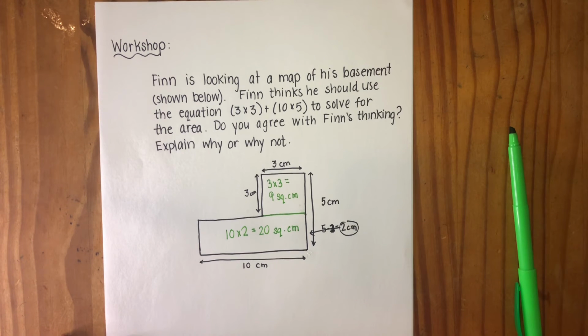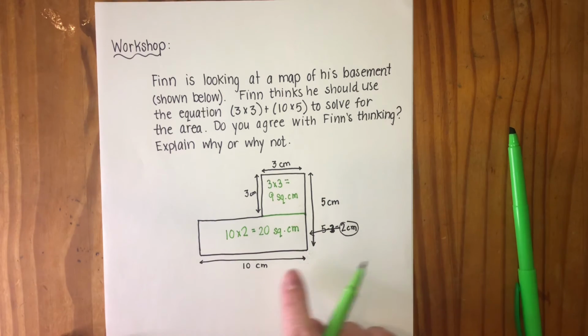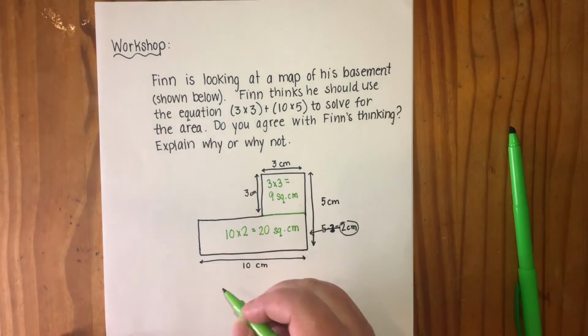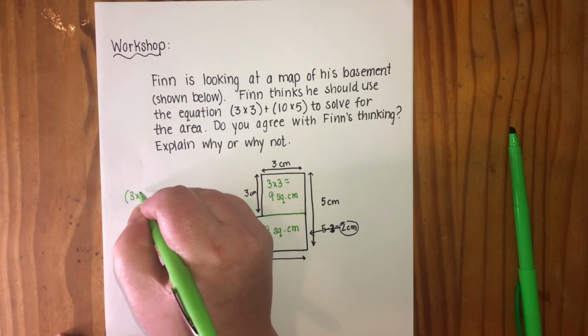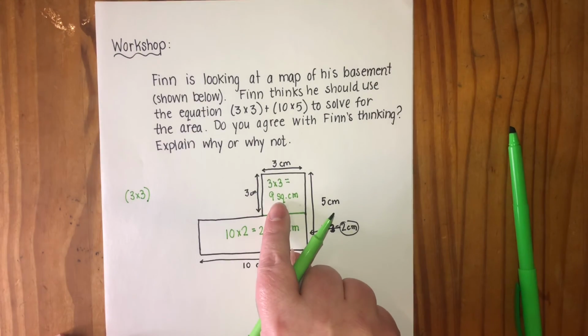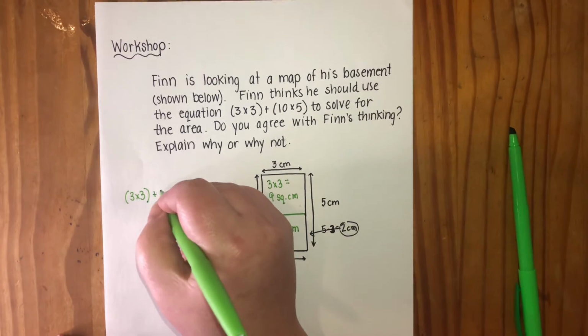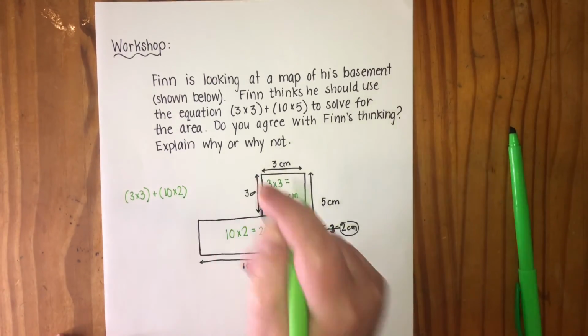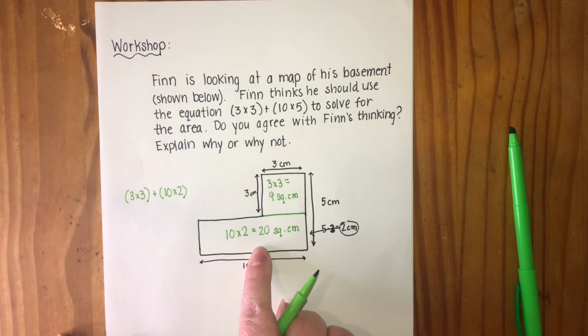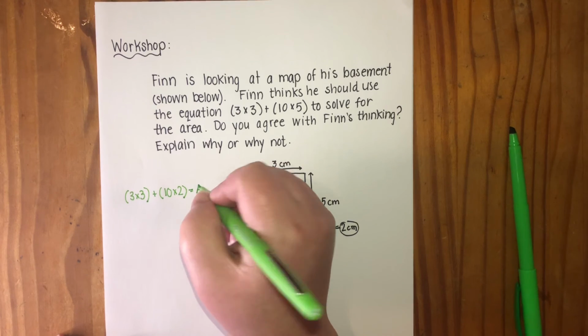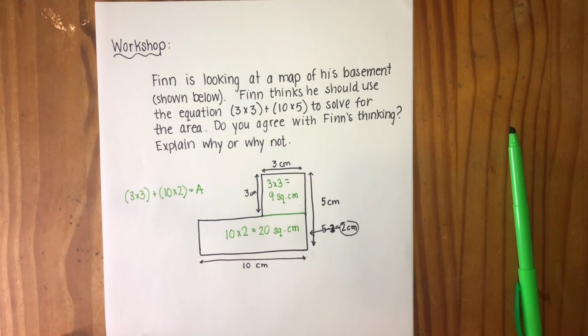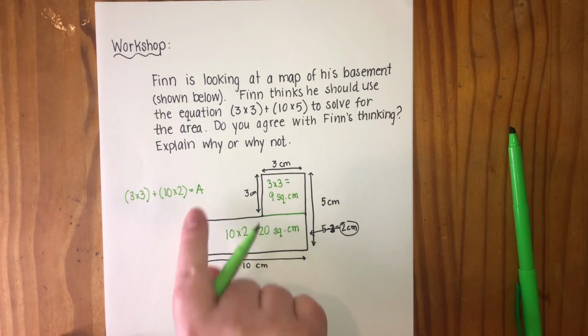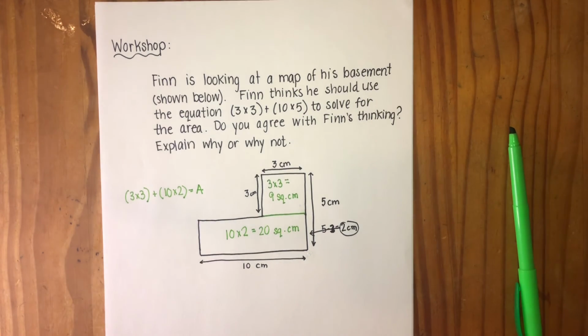What equation could we use to find the area of the total figure? Say it out loud. Yes, we can use 3 times 3 to represent the area of the top rectangle, plus 10 times 2, which represents the area of the bottom rectangle, equals A, to find the total area. Does this equation match what Finn was thinking? Evaluate.